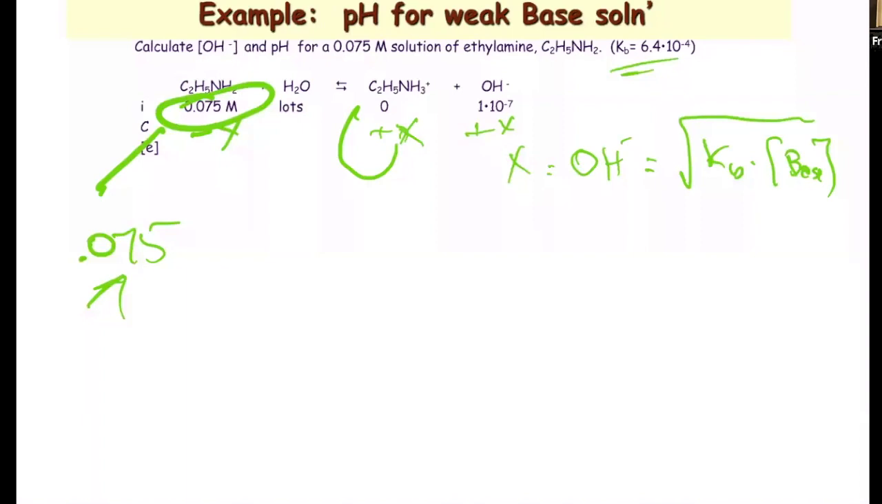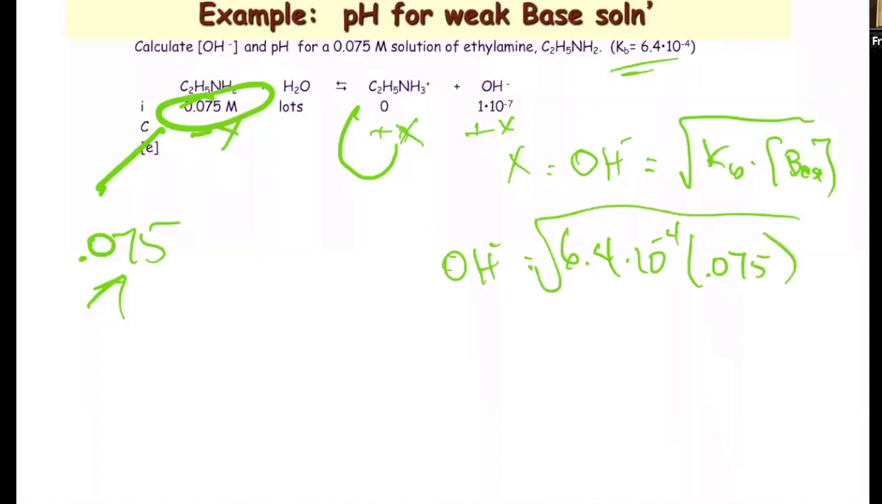And here's how I'm going to solve this. My hydroxide ion concentration is equal to the square root of 6.4 × 10⁻⁴ times 0.075. And if I punch this into my calculator, and let me just do that real quick, you should try it as well. That way, you know if you're punching in these numbers correctly or incorrectly, or better yet, you can check my math. Okay.